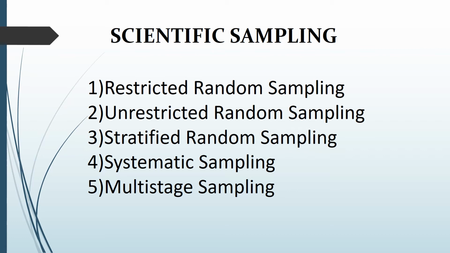The first is restricted random sampling. A method of sampling is described which is a compromise between systematic sampling and stratified random sampling. It has less potential for bias than systematic sampling and also avoids the practical problems associated with stratified random sampling.